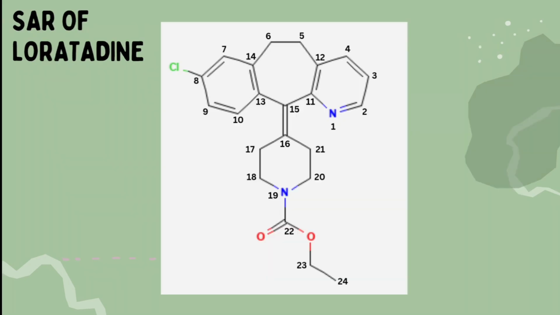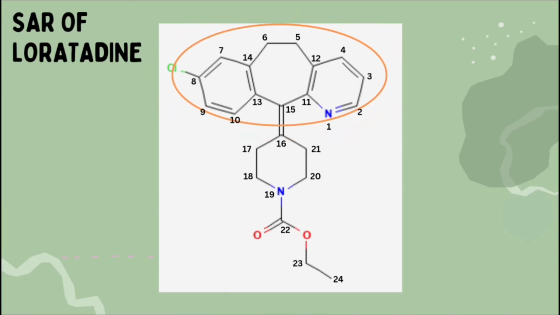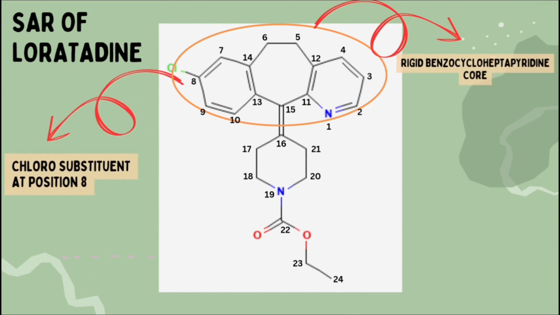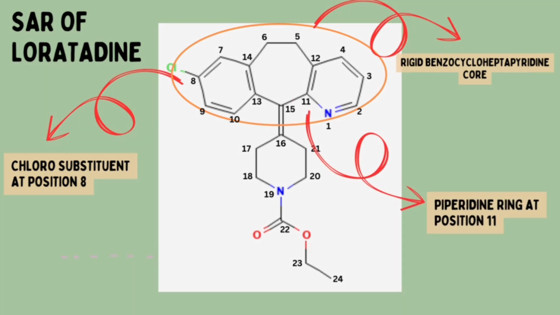The structure-activity relationship of loratadine includes a benzocycloheptapyridine core, a chloro substituent at position 8, a piperidine ring attached via an exocyclic double bond at the 11 position, and an ethoxycarbonyl group on the piperidine ring.